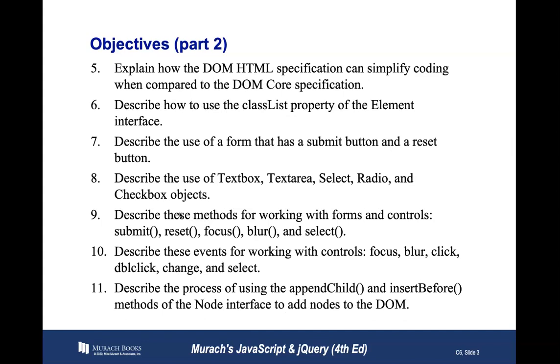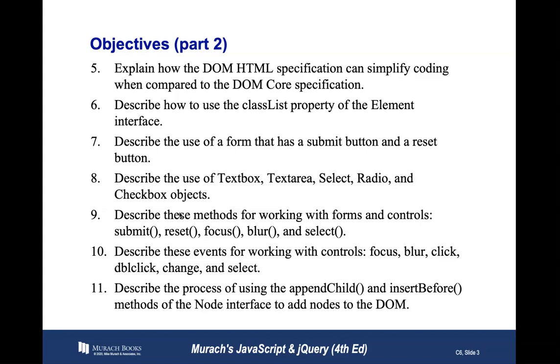We're also going to be able to explain how the DOM HTML spec can simplify our coding when compared to the DOM core spec. So we're talking about targeting specific HTML tags instead of working with the entire DOM. So we're going to need to use the class list property, which is exactly what it sounds, the list of classes. We're going to have to be able to describe the use of a form that has a submit button and a reset button. So we'll be covering the get method and the post method in here. We'll be talking about how we reset and how we can actually submit data and what happens when we submit data.